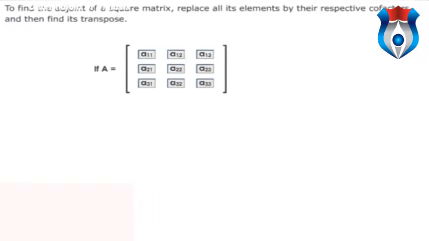To find the adjoint of a square matrix, replace all its elements by their respective cofactors and then find its transpose. For example, if matrix A has elements A11, A12, A13, A21, A22, A23, and A31, A32, A33, then replace each of the elements by its cofactors as shown.